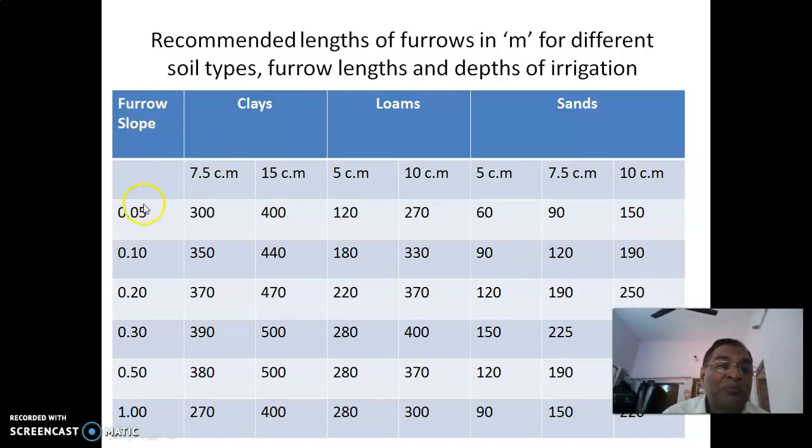As the furrow slope increases across all soil types, definitely your furrow length, irrespective of the irrigation, also gets decreased. For example, you can see here, for example 300, 350, 370, 390, 380, 270. In this case, in the clays, almost it is maintaining.